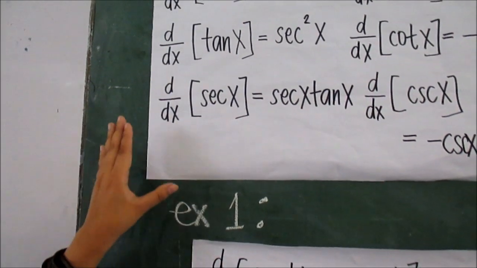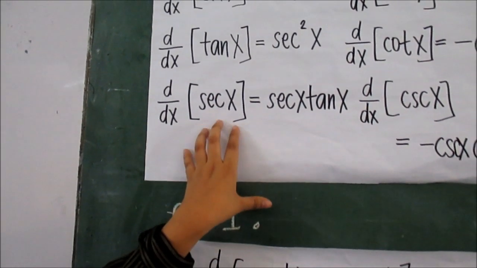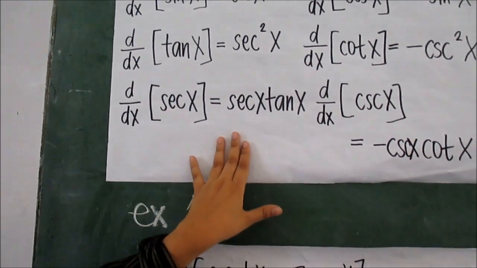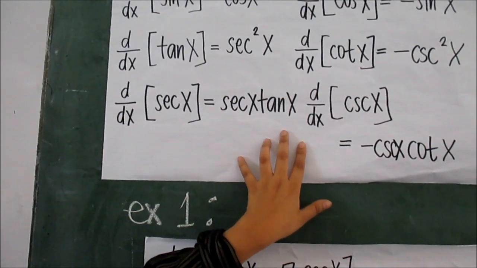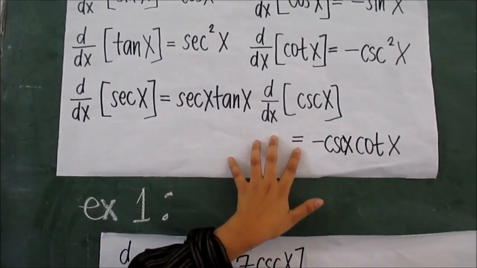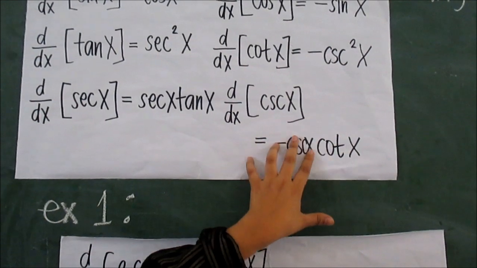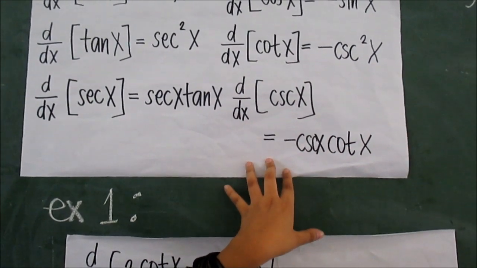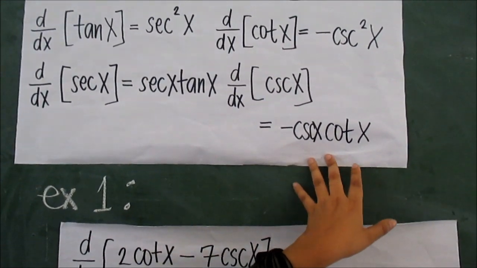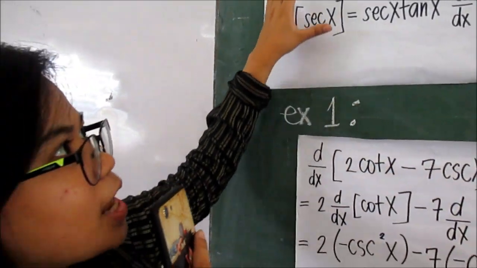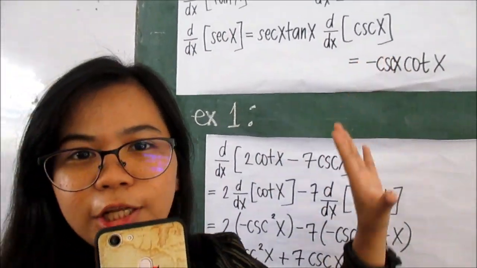And then the derivative of secant x is equal to secant x tangent x. And the derivative of cosecant x is equal to negative cosecant x cotangent x. And since you now know the pattern, look at it carefully.